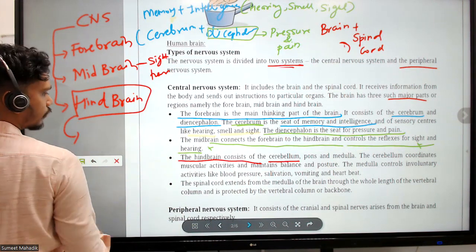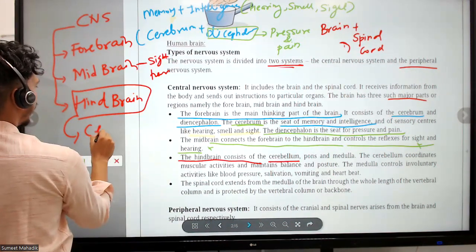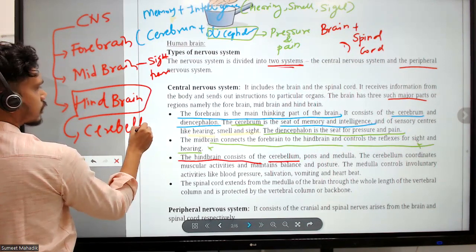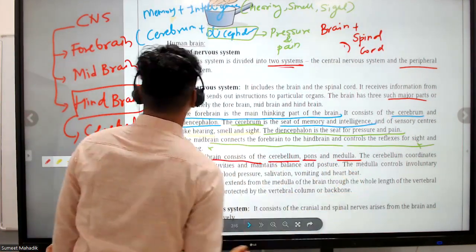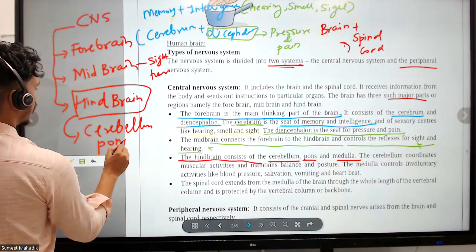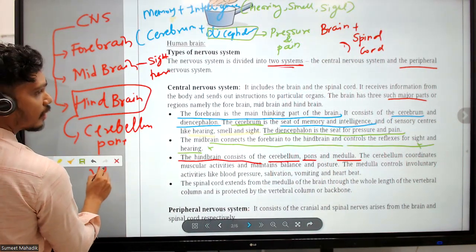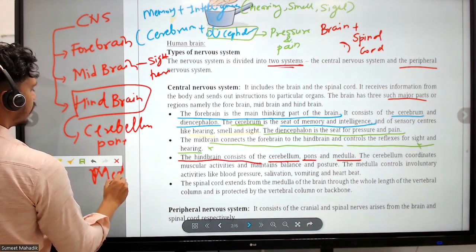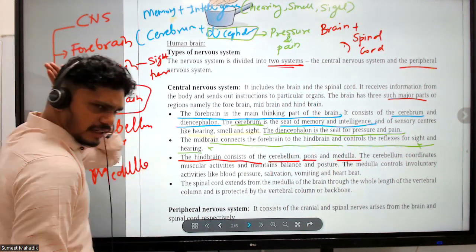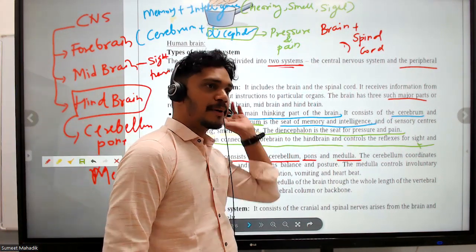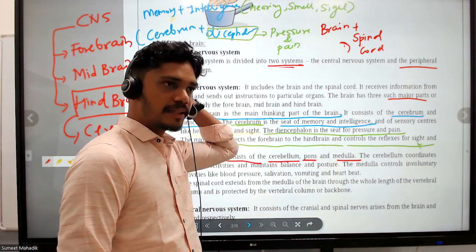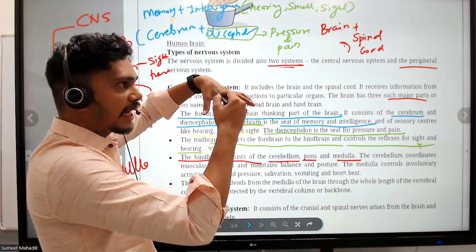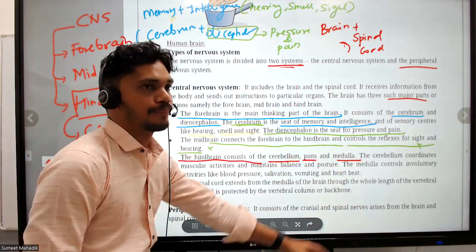Hindbrain consists of what? Cerebellum, pons varolii, and medulla. Pons and medulla. Now tell me one thing, you must have heard in childhood, don't hit here, it is a small point. I mean, what is small? Brain. What is that small brain? Medulla. That is the transmitting part. Can I say it is the brain extension towards the spinal cord?